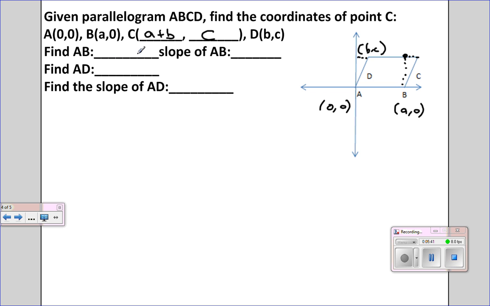So find the distance AB. Well, that's just going to be 0 to 0, A to 0, so no change, over A, so the distance is A. The slope of AB, it's a horizontal line, so 0.